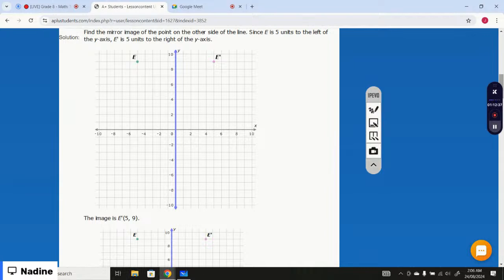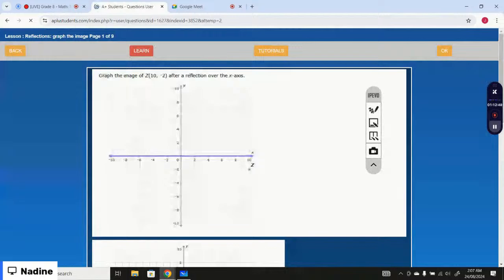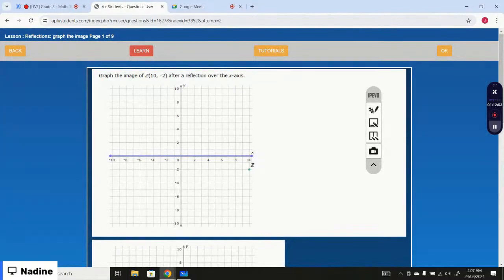Okay, so let's start with the test question. Let's see how we graph the images. Let's start with the test questions. The first one is: graph the image of Z (10, negative 2) after the reflection over the x-axis.